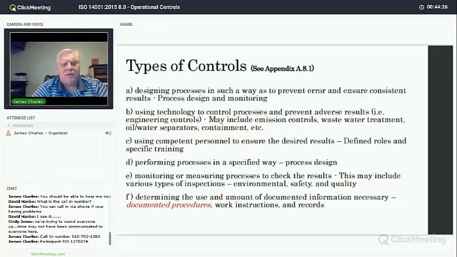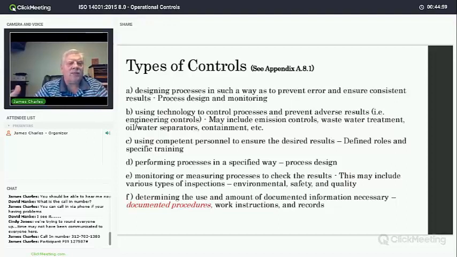And then the last thing it talks about here is documented procedures and work instructions. Those have always been types of controls that we've thought about. This is definitely a way to document what our process should be, but all controls do not need to be documented. The challenge is if you don't document it, how do you take credit for it? How do you demonstrate to your registration company that they're implemented and effective?